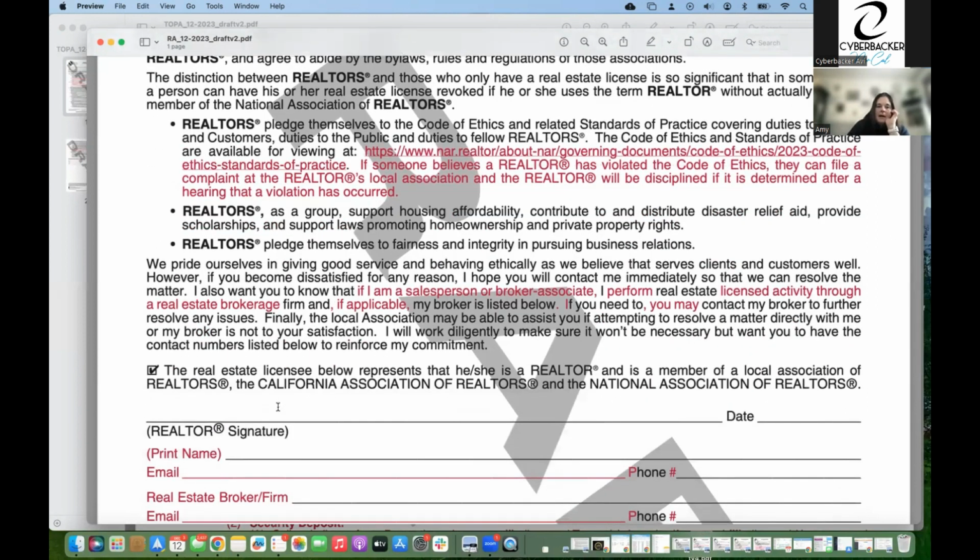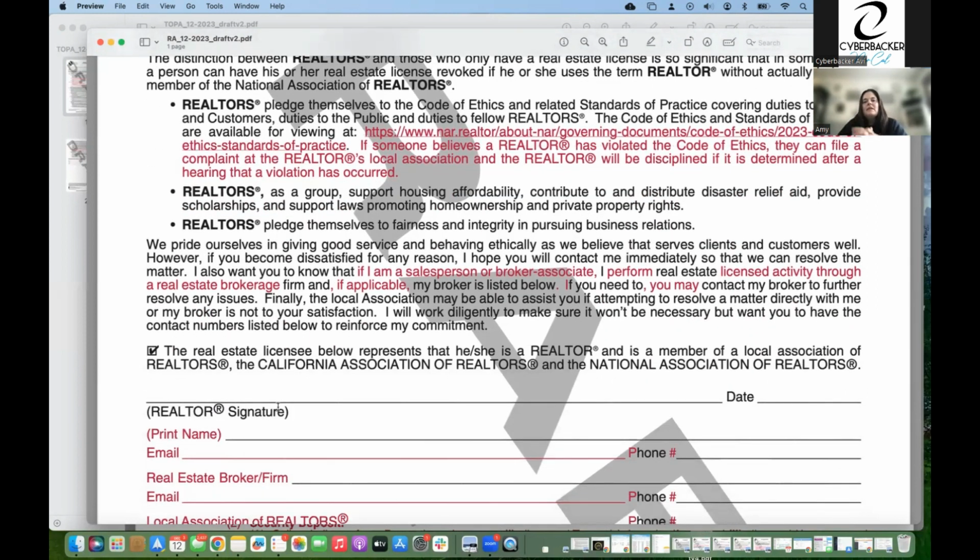Right here, we pride ourselves in offering good service and behaving ethically, as we believe that serves clients and customers well. However, if you become dissatisfied for any reason, I hope that you contact me immediately so that we can resolve the matter. I also want you to know that if I am a salesperson or broker associate, I perform real estate license activity through a real estate brokerage firm. And if applicable, my broker is listed below. If you need to, you may contact my broker to help resolve any issues, right? So it's just saying, hey, come to me first before you file a complaint. So they've just added that verbiage in there.